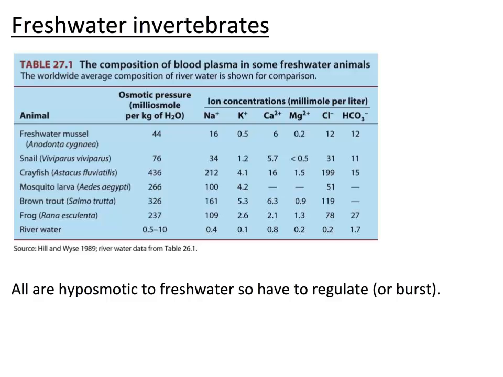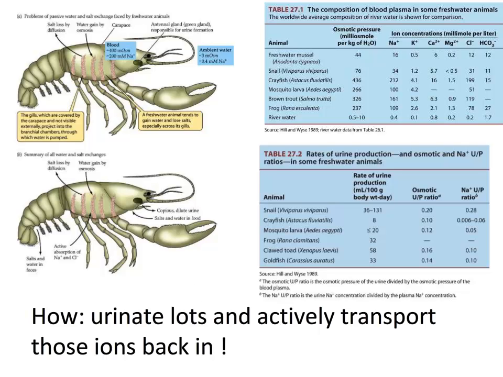So freshwater organisms are always going to be hyperosmotic to the hypoosmotic environment. So this means that they always have to regulate, otherwise they're going to burst from all the water that's flooding into them, trying to make them isoosmotic with their external environment. So what's the easiest way to deal with an influx of water into you? Simply wee it out. So urinate lots of water back out.